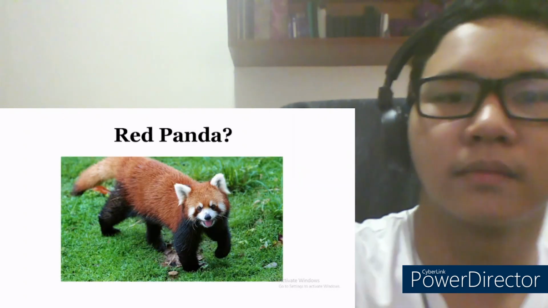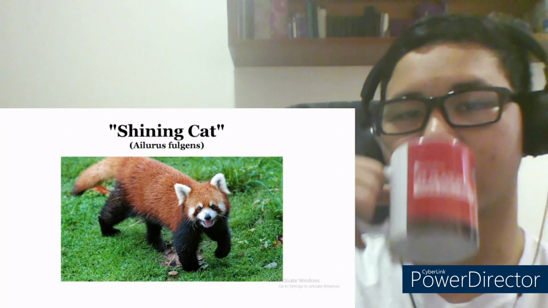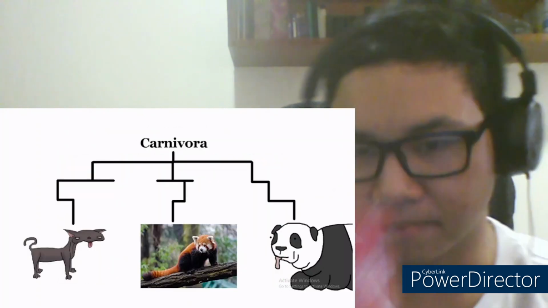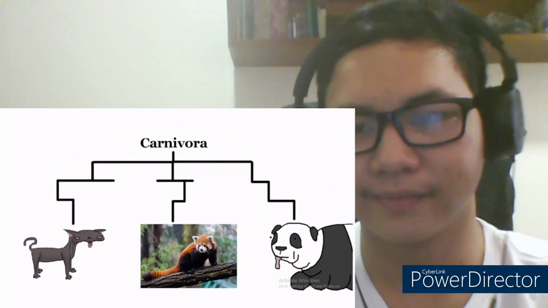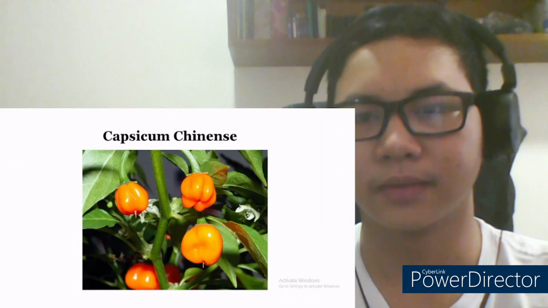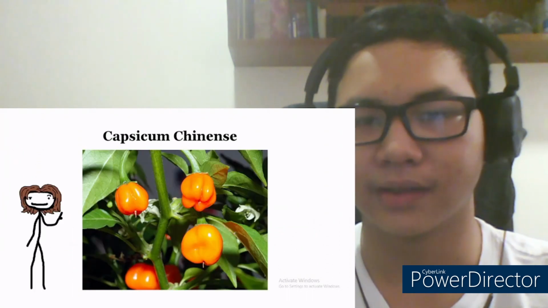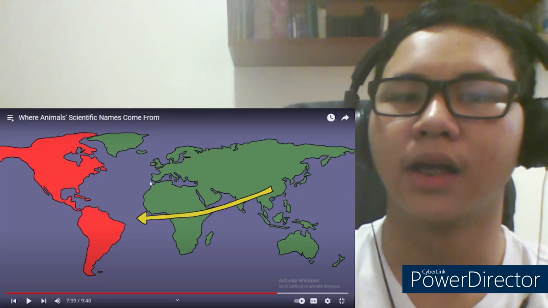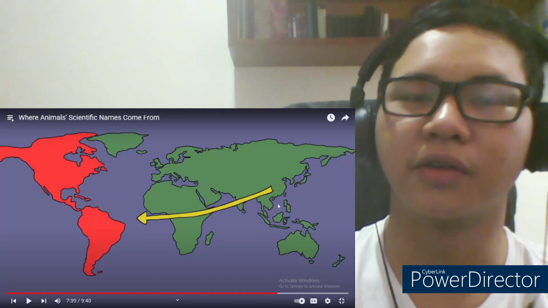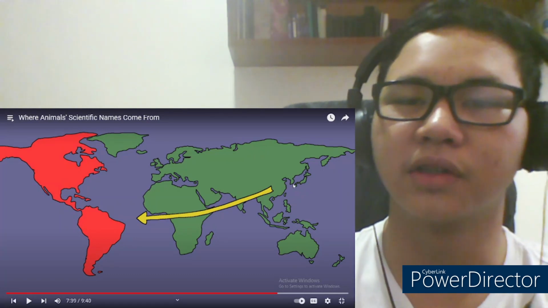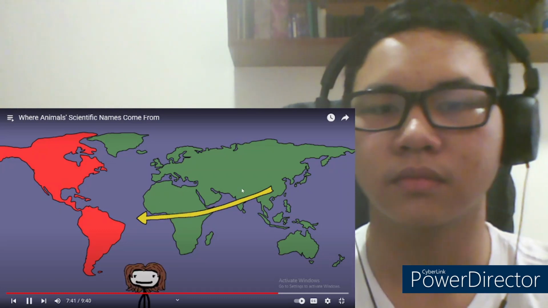Here's one. Red panda? Nah. Shining cat, coined in 1825. To be fair, they're actually about as close to cats as they are to actual pandas, so whatever. Here's two. Capsicum chinense. Eaten there? Sure. Native? Only off by around half a globe. I've never seen that fruit or vegetable before. Also, it's from China, where literally all hot peppers came from.